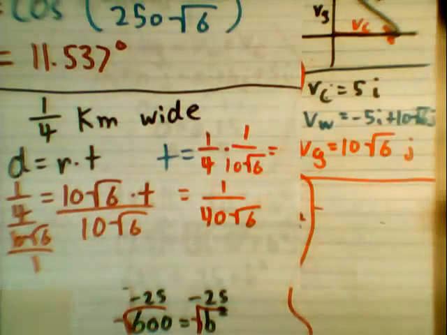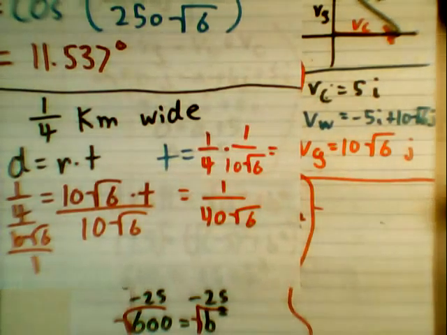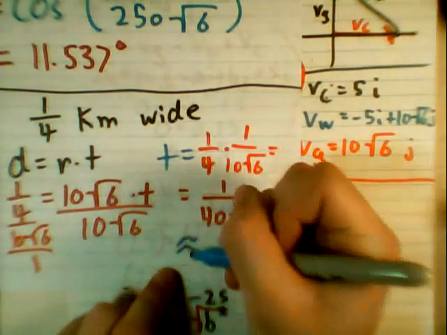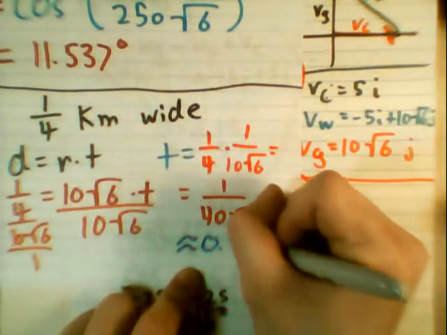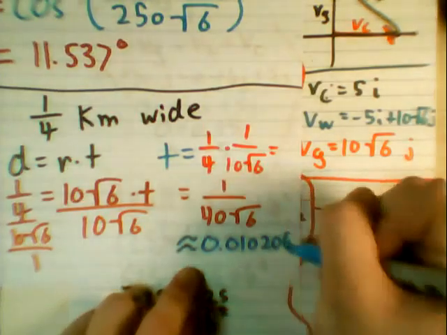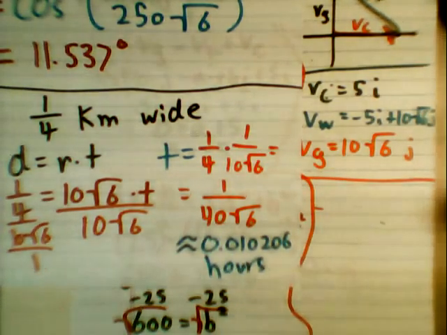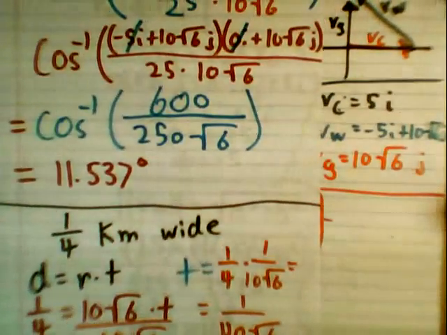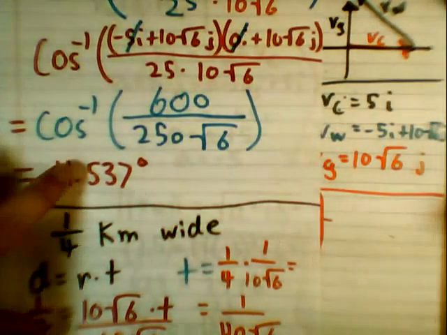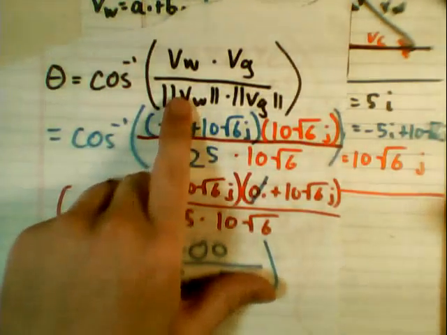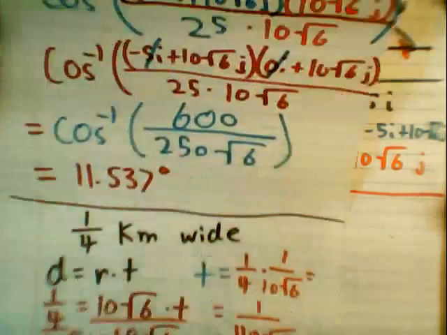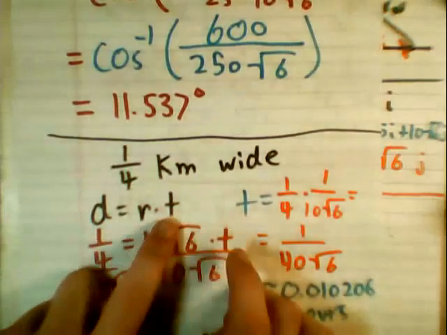So if you plug that straight into your calculator, you get out a decimal, and it will want you to round that decimal to some value. So I get out 0.010206 hours. And round that however it wants you to. And that's how you find the angle. You use this equation to find the angle, and then you use this equation to find time t.